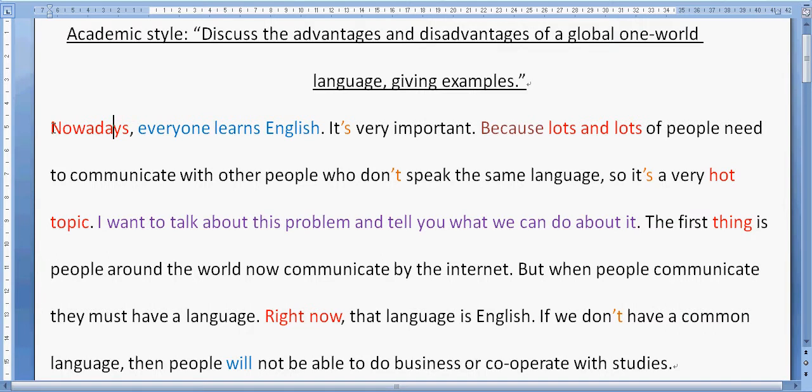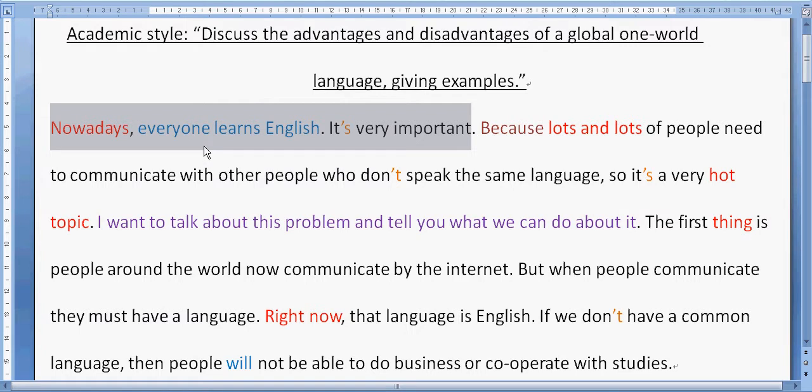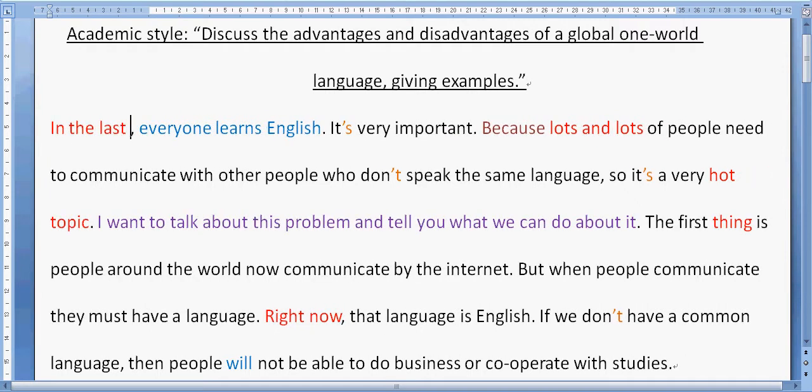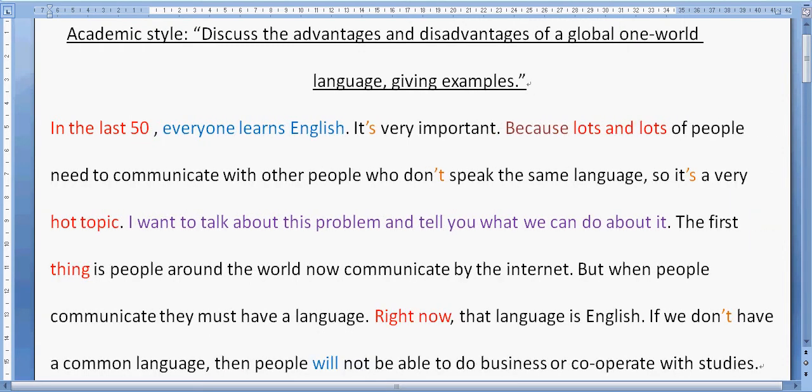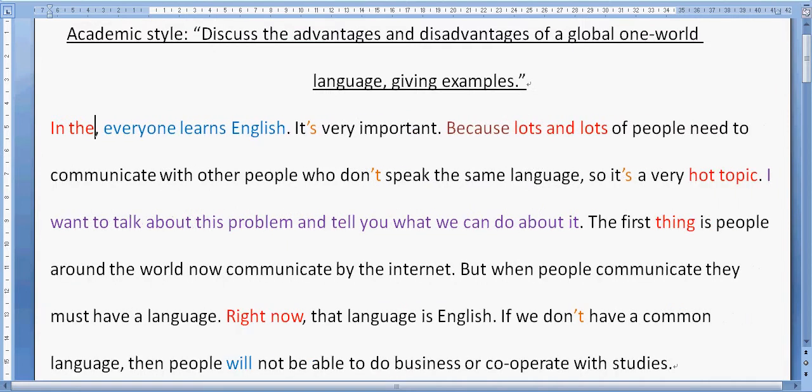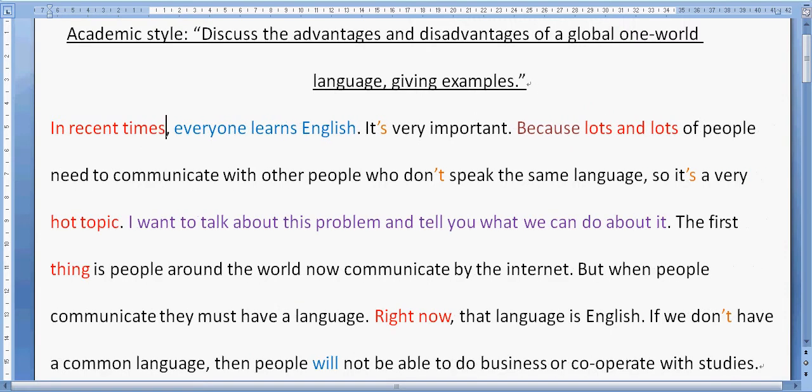The first thing I'd like to do is combine these two sentences. Now the first problem is nowadays it's not particularly formal. Now if we know the time, we could say something like in the last 50 years or in the last 25 years. If we don't know the time, then we could say in recent times.